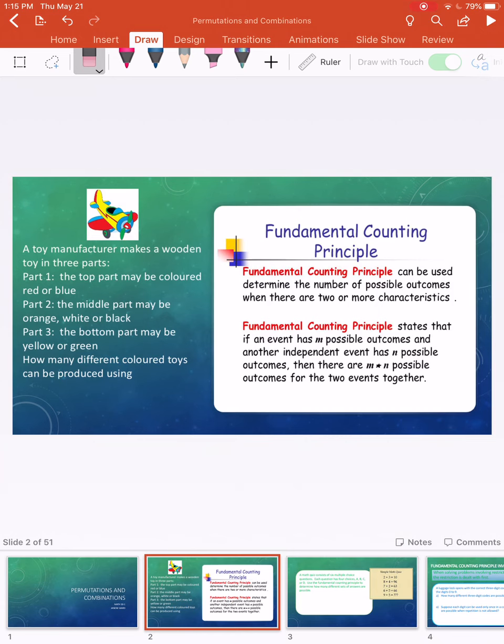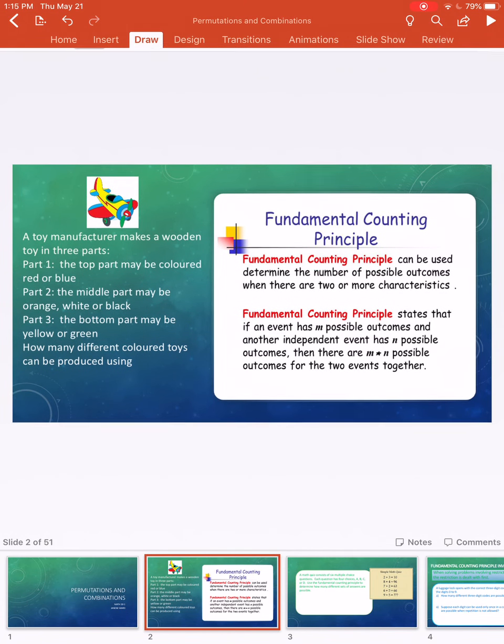If you were told to figure out the total amount of toys in this example listed on the left here, and you knew that there are 2 colors for part 1, 3 colors for part 2, and 2 colors for part 3, you could draw a tree diagram to map out all those possibilities. So I'm going to do that really quickly with you here.